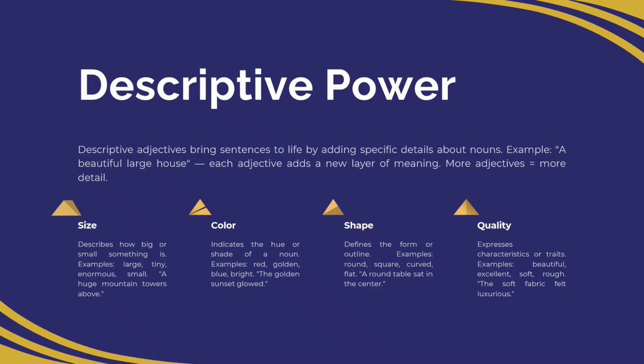Descriptive power. Now let's go deeper. Adjectives describe size, color, shape, quality. Example, a large beautiful house. Now compare a house versus a large beautiful house. Second one feels more real.